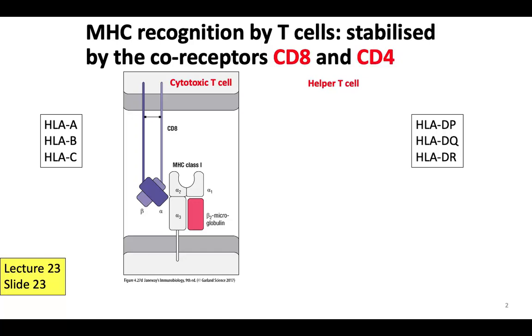It is composed of two polypeptide chains, alpha and beta. Again, the alpha chain has three domains, alpha-1, alpha-2, and alpha-3. Look at the diagram carefully. Only the alpha-3 domain has a transmembrane region, and it interacts with the CD8 receptor of T cells. Alpha-1 and alpha-2 domains join together and present antigens to the TCR, but the TCR is not shown in this diagram.